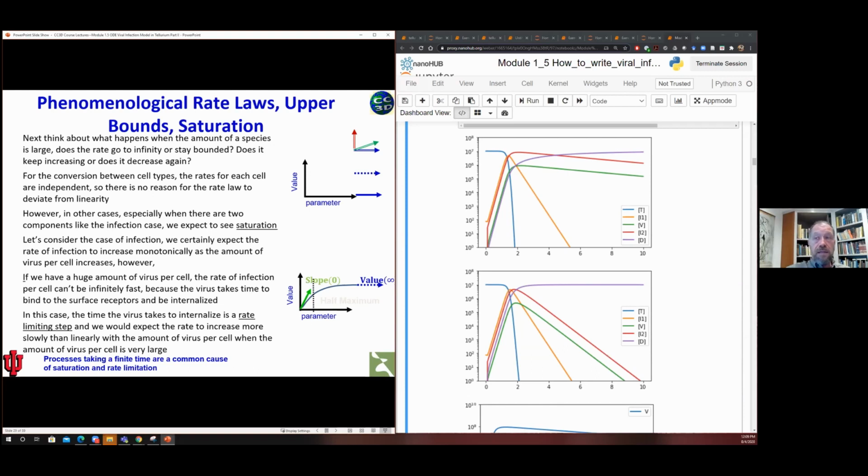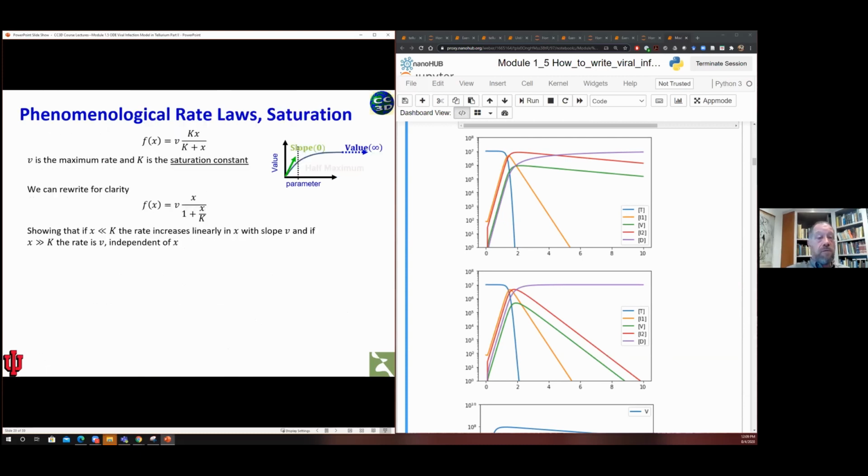And so what we would expect is that in this picture here, if the parameter here is the amount of virus, and the upper value is the rate of infection of a cell by the virus, if I have a small amount of virus, the rate of infection increases linearly with the amount of virus. But if I have a large amount of virus, the rate of infection doesn't depend anymore on the amount of virus. And it's very common that processes that take a finite amount of time cause saturation. And when amount of time is determining things, we call that rate limitation. If I want to write the simplest functional form, it gives me that. I could do the same mathematics that I described before. I won't do it out for you. I've done enough math. That's almost all the math we're going to do in this class.